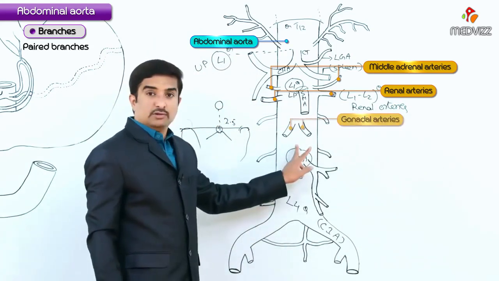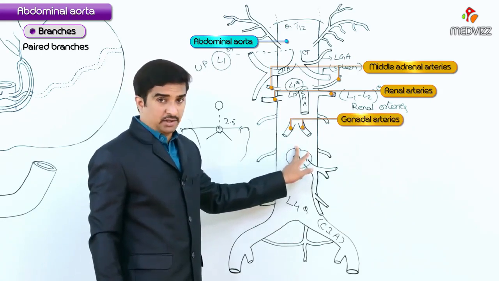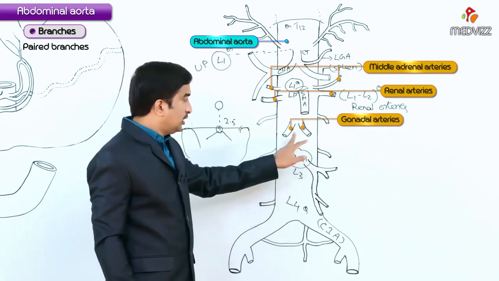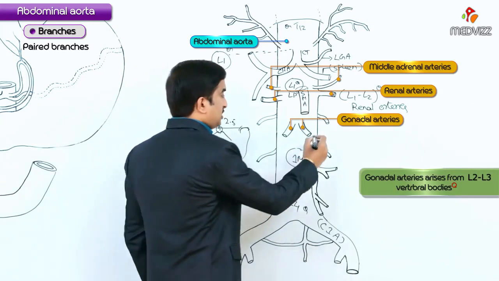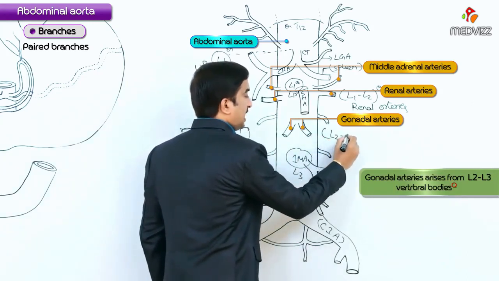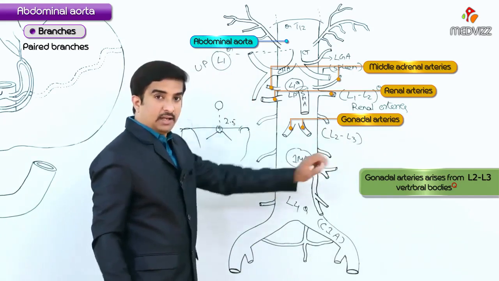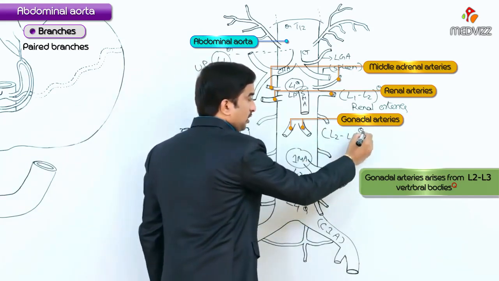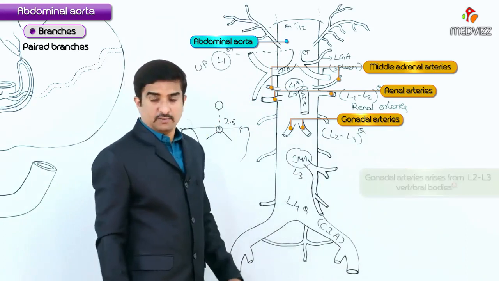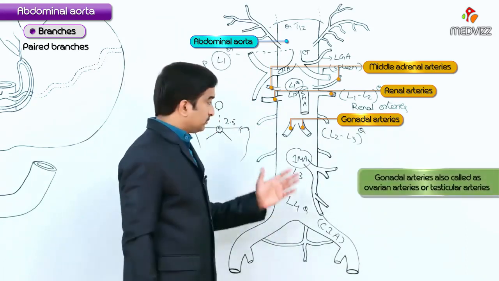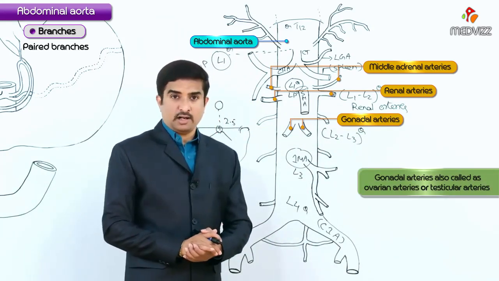Next one will be gonadal arteries. We can say testicular arteries or ovarian arteries. The origin is between the vertebral bodies L2 and L3. Between L2 and L3, we can say is the origin of the gonadal arteries. We can also call them the ovarian arteries or testicular arteries.